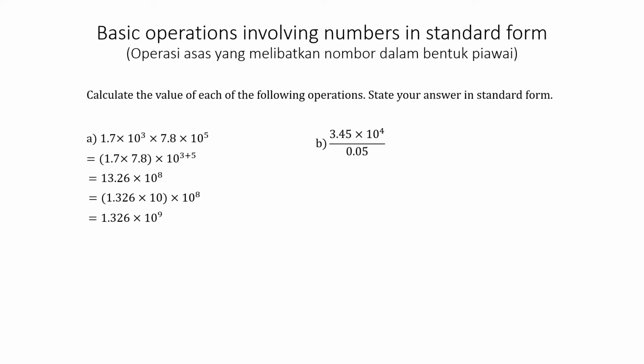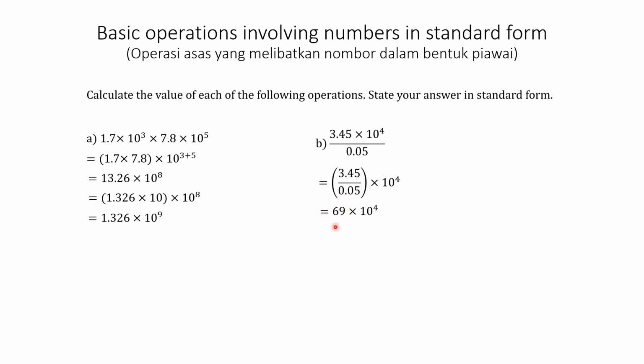Okay, for question B, this is a division of numbers in standard form. So the first step is also the same. You can group the numbers together. So 3.45 divided by 0.05 multiplies with 10 to the power 4. So you do a division. This equals to 69 times, copy down, 10 to the power 4, and this is not in standard form.